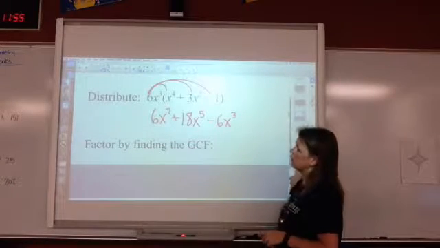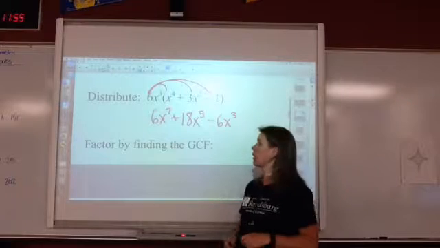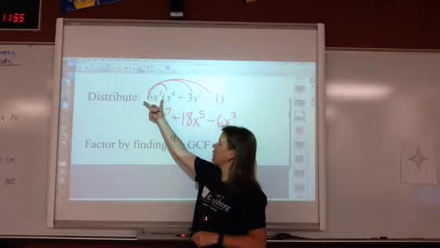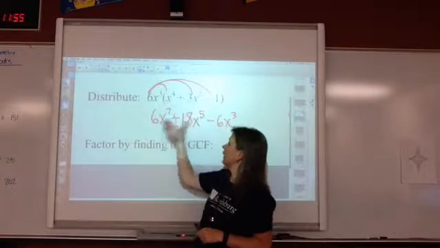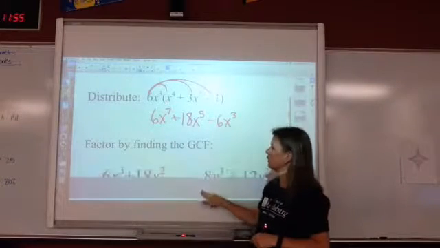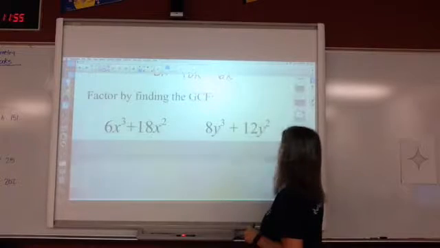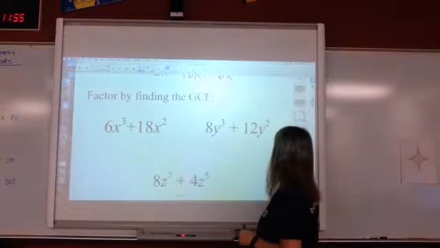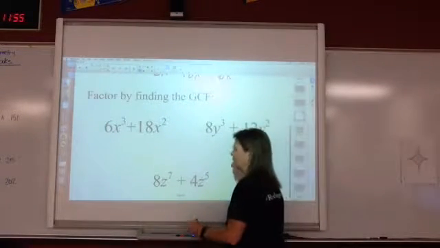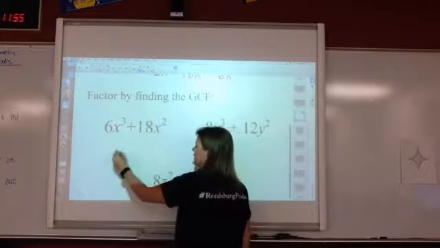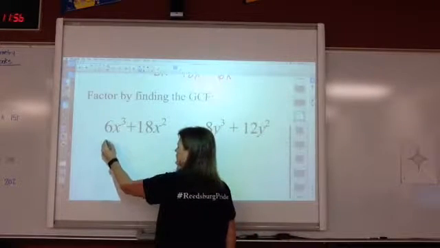The reversal of distribute is to factor. Find the greatest common factor. This is a greatest common factor that was taken out of this expression. Factor by finding the greatest common factor first. So now you have to ask yourself, what goes into 6? That also goes into 18, and the greatest common factor is 6.